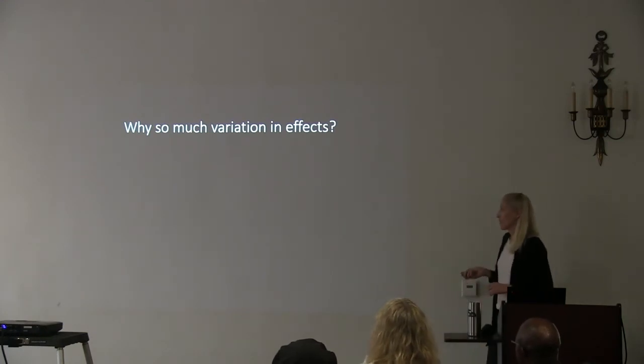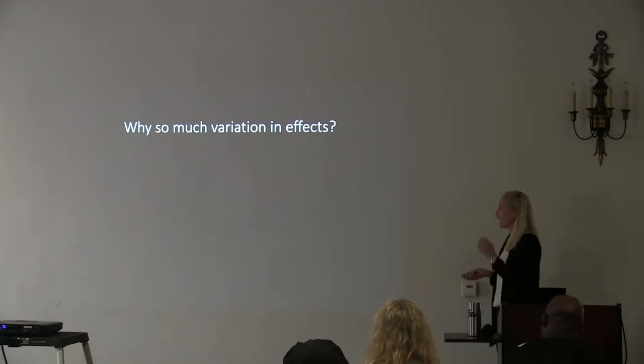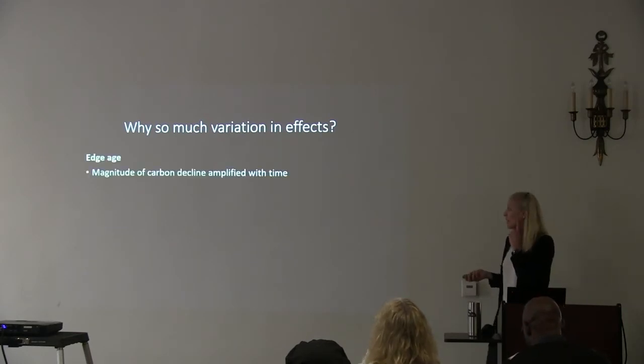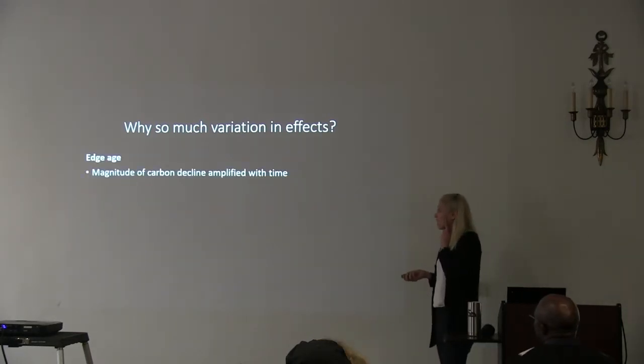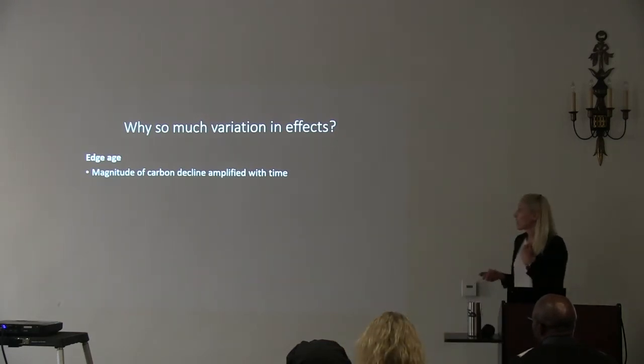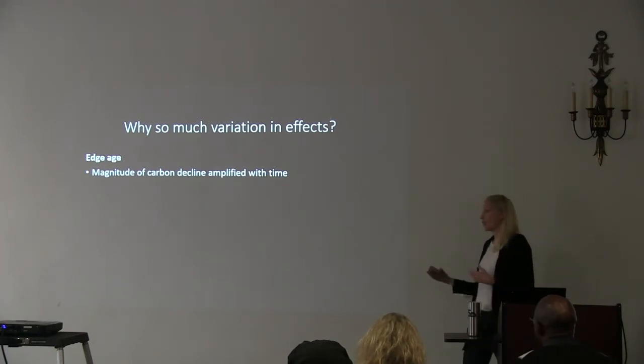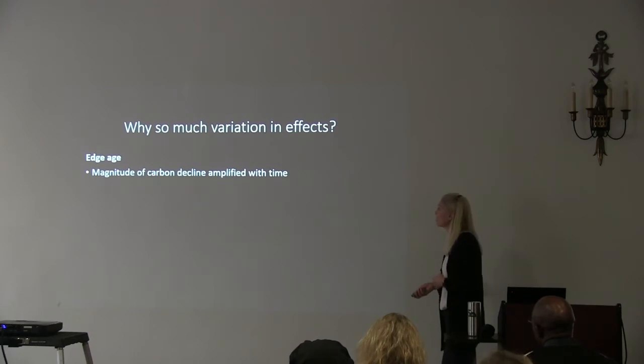One of the other questions, I'm not going to dive too much into this, but I want to highlight a couple other things we looked at, was why was there so much variation in these effects? And what we found was that in general, edge age was really linked to the magnitude of carbon decline. So carbon decline amplified over time in terms of magnitude.